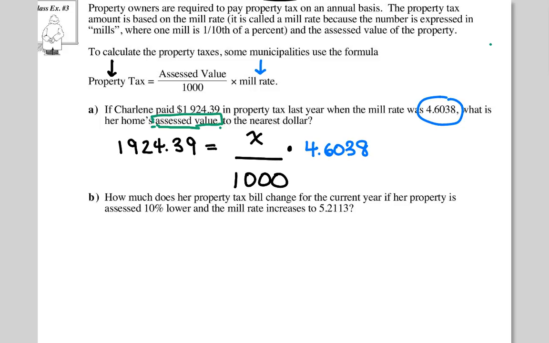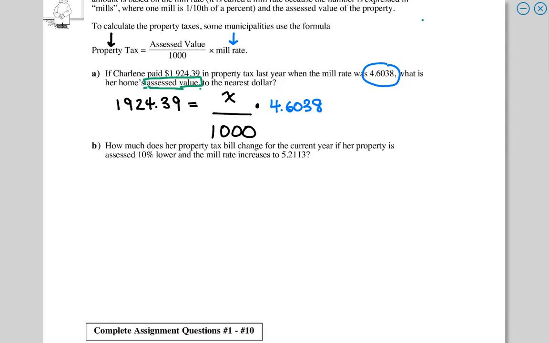If you look at that right-hand side, could you simplify that a bit? You could, right? So what could you do? 4.6038 divided by 1,000. Again, I'm just going to write underneath.